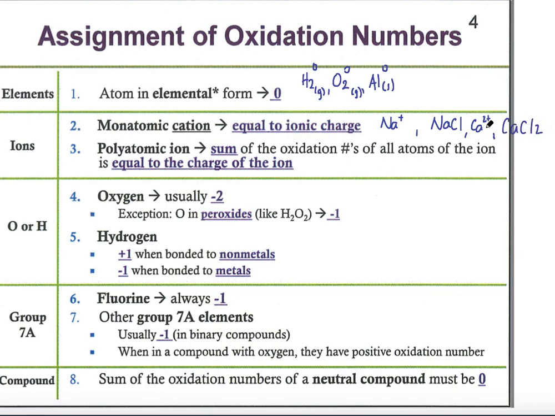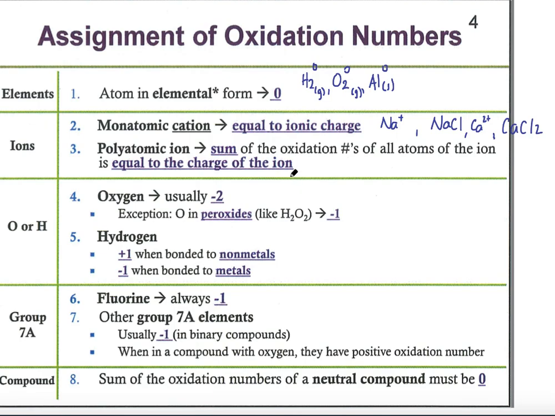In both cases, the calcium ions would take the oxidation number of +2. All right, the next rule for ions is that for a polyatomic ion, meaning an ion that has more than one atom, for example, sulfate or carbonate, then the sum of the oxidation numbers of all of the atoms in that ion needs to equal the charge of the ion.